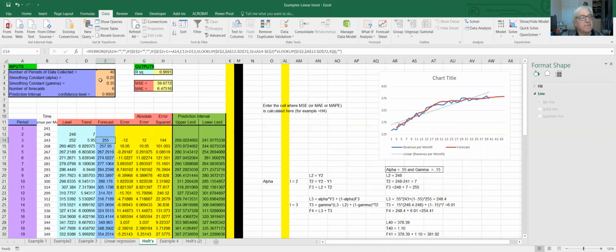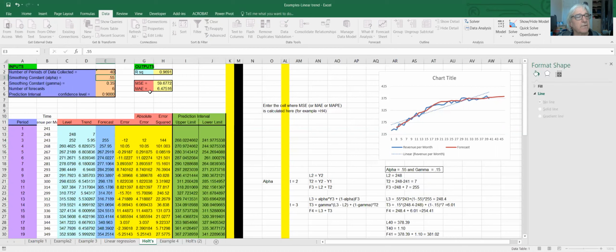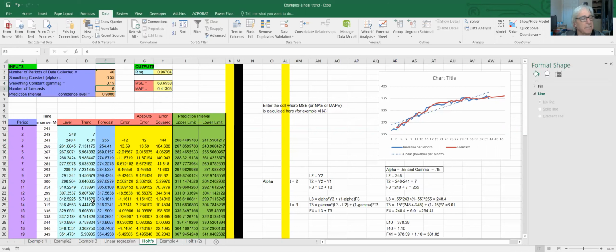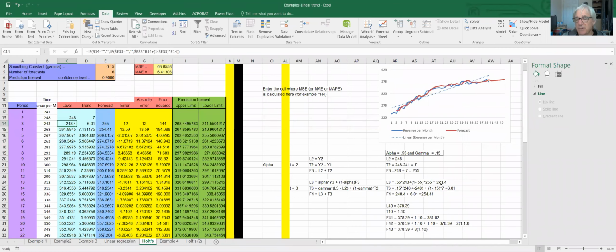The reason we see different values, let me put in 0.55 and 0.15 here so you'll see the same values. Now you can see that: 248.4, 248.4.